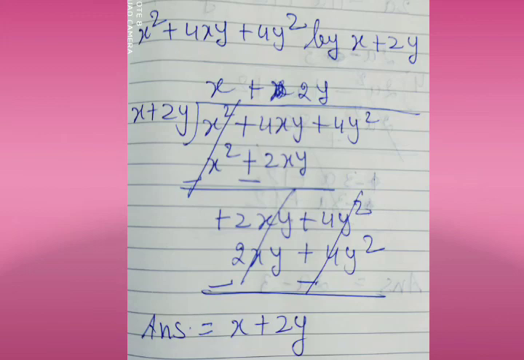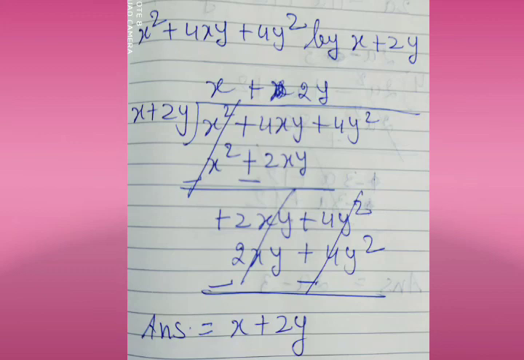Now next, x square plus 4xy plus 4y square divided by x plus 2y. So we will multiply x plus 2y with x. Then only we can get the first term, x square. So x square plus 2xy. Again we will change the sign. First term is cancelled. After solving the second term we will get the answer plus 2xy. Then we will copy down the third term. Third term is plus 4y square.